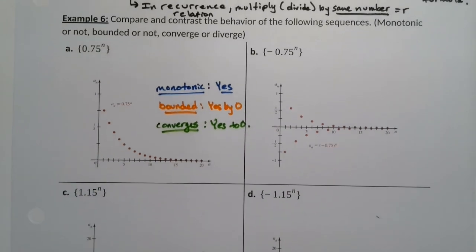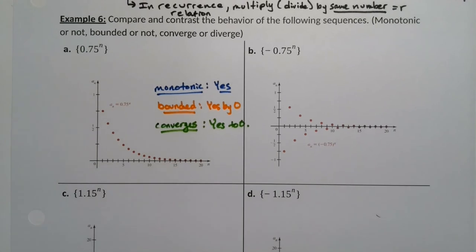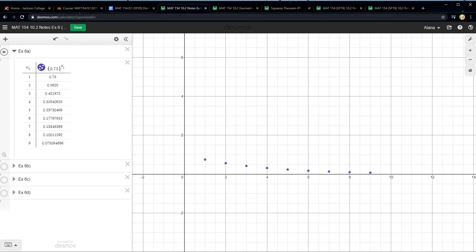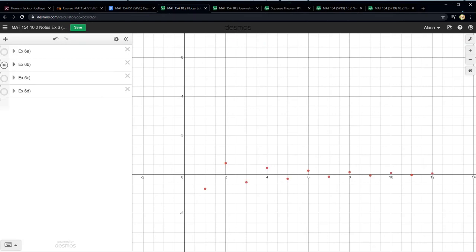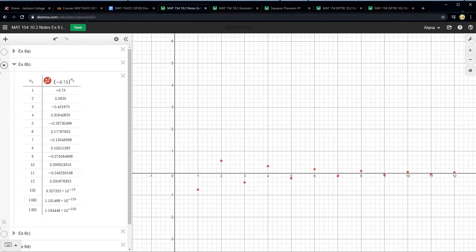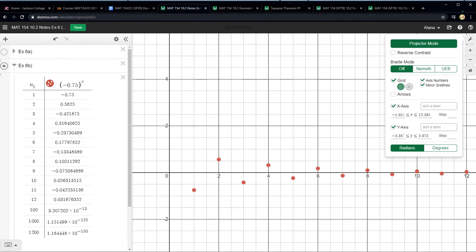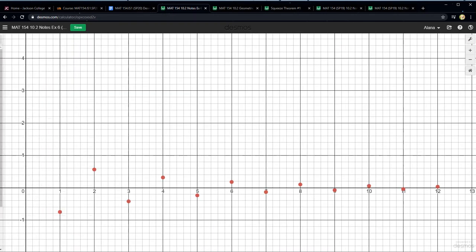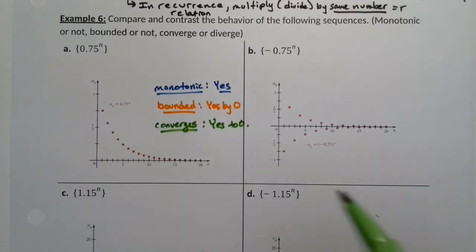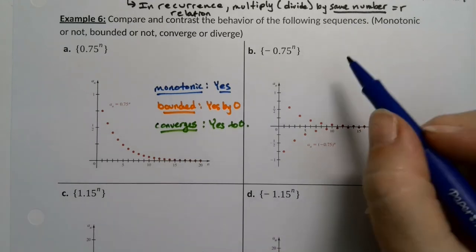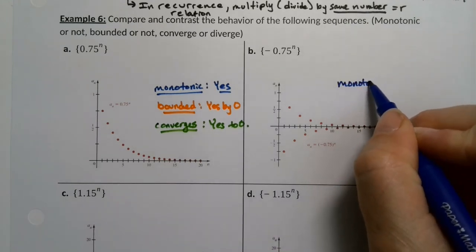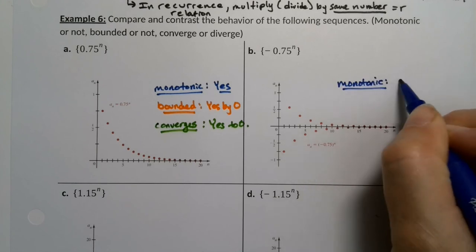All right, now what about negative 0.75 to the n? To the n, excuse me, not to the end. So again, let's look at it in Desmos. So I've got this turned off, and I'll turn this one on. And there it is. Now, it is also shrinking, right, in size, but it is not monotonic because it is bouncing between positive and negative values. Okay, so that would mean it is not monotonic. So let me say that. Monotonic is a big no.